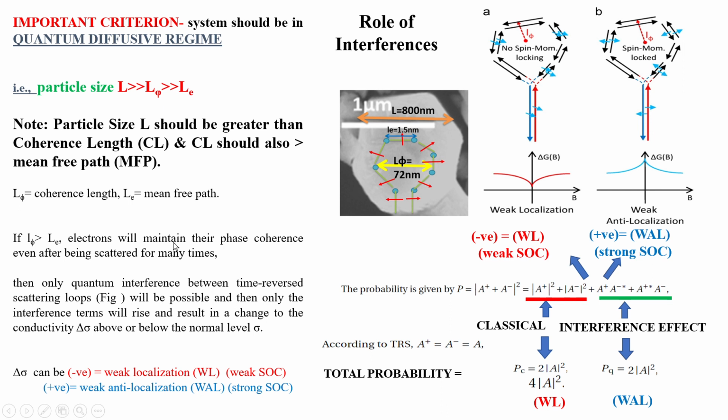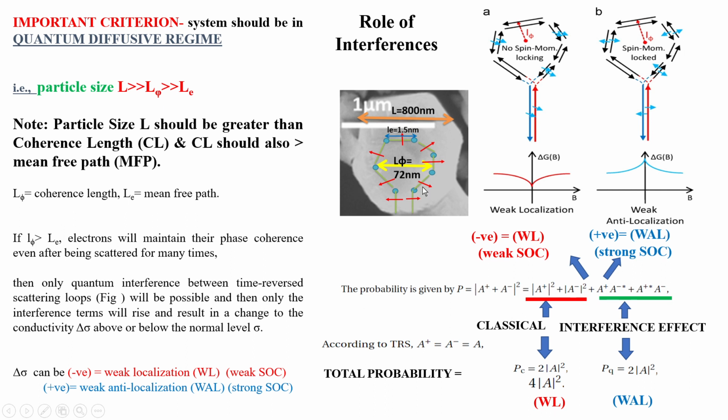Electrons will maintain their phase coherence even after being scattered many times. And quantum interference between time-reversed scattering loops will be possible, and only then will the interference terms change and result in a change to the conductivity. For weak localization signatures, the conductivity correction should be negative, with weak spin-orbit coupling, and for robust spin-orbit coupling, weak anti-localization signatures have positive conductivity.